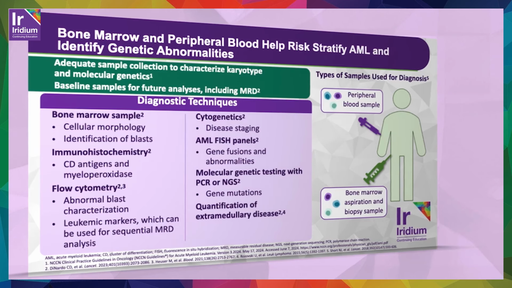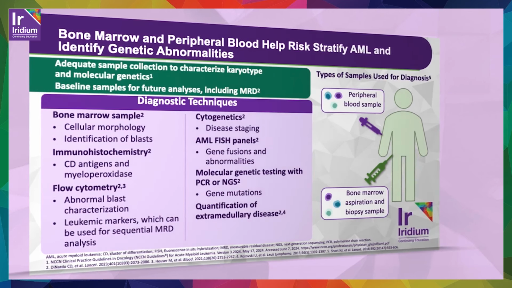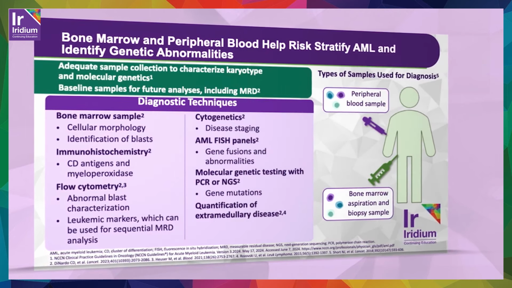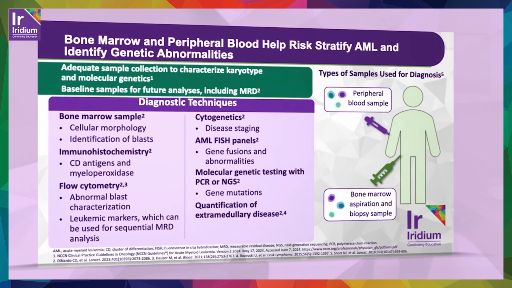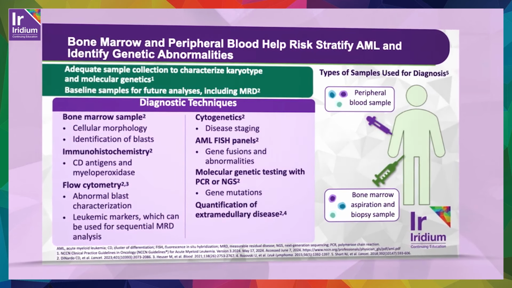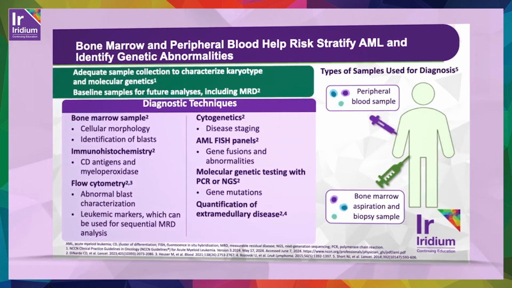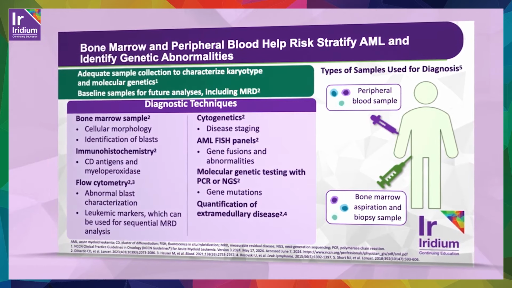We can get some of the genomic information off of the peripheral blood, so that can be done in patients who have circulating leukemia. But often at diagnosis, we really want the bone marrow because we want to see morphology and we want to know cellularity. There are a lot of pieces of information that are essential in that bone marrow, at least for diagnosis.